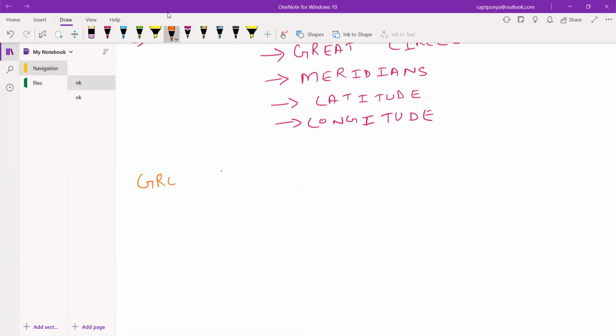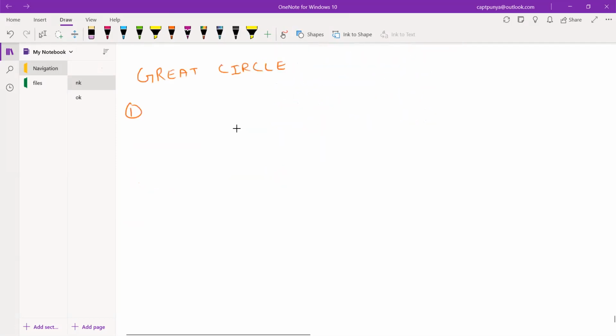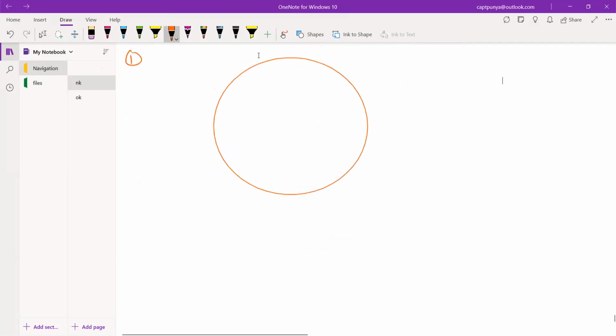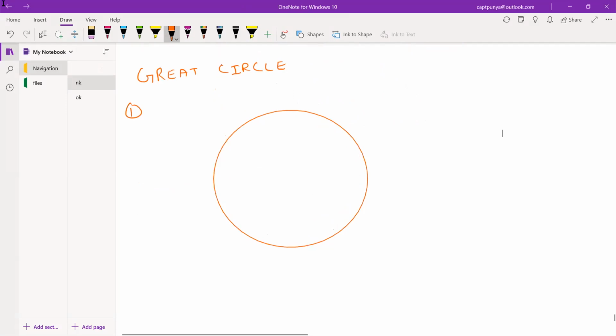Okay, guys, now, what is a great circle? This will be point number one. I'm going to pick up a shape for you, and let me just draw a circle. Suppose this is the circle I've drawn. Suppose this is your Earth. Now, I'm going to write one definition out here, and then I'm going to draw it for you.